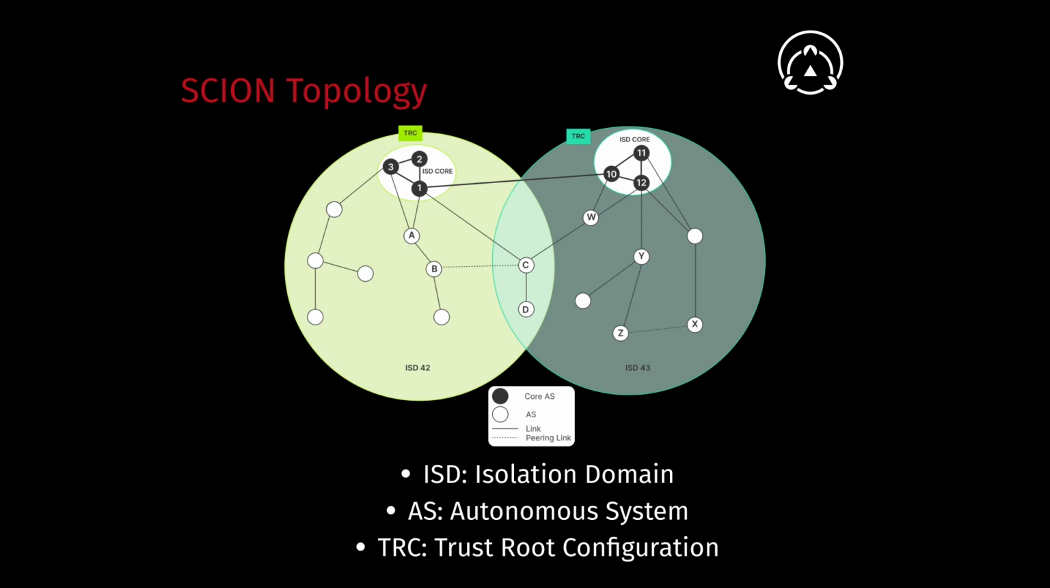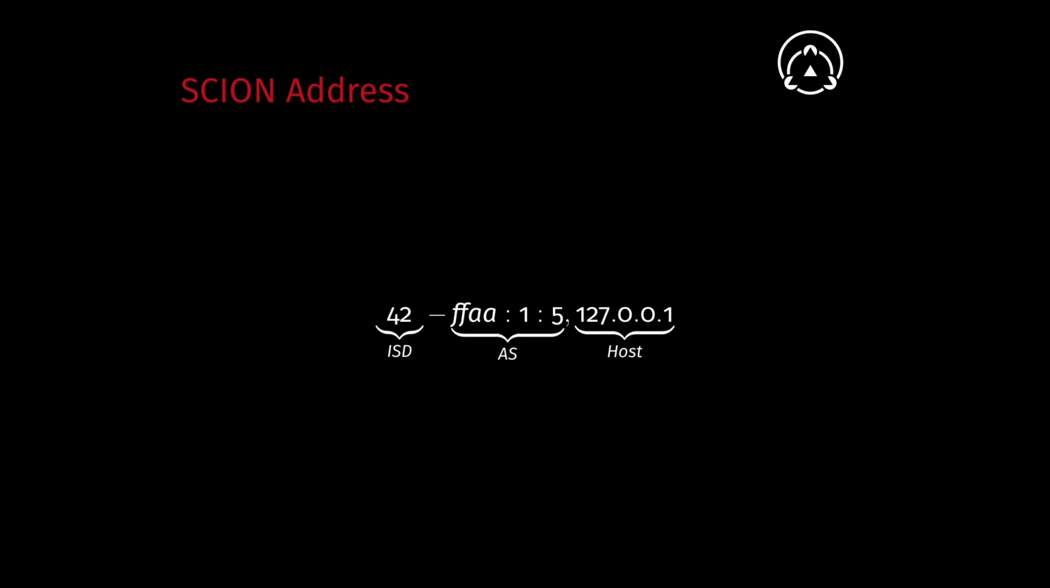So how is all of this addressed? Well, SCION has its own address and different scheme. You might recognize some of the similarities with traditional IP network numbering, but it's actually got some additional fields. So we've got first the ISD, in this case 42, for our example, followed by a dash, and then the AS number, and then a comma, and then the host.